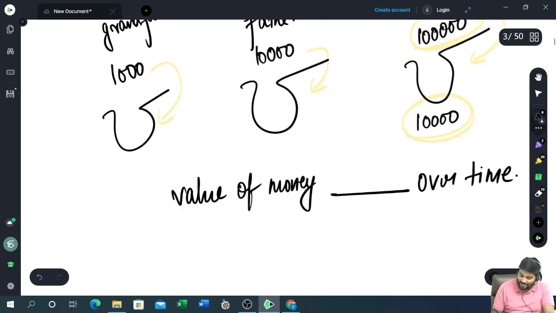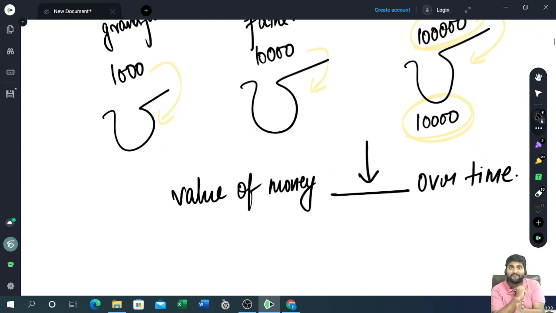Value of money decreases over time. Because today if I am having the same money which my father or my grandfather used to earn, I will not be able to buy the same bundle of goods. I'll be able to buy less goods. So the value of money decreases over time.